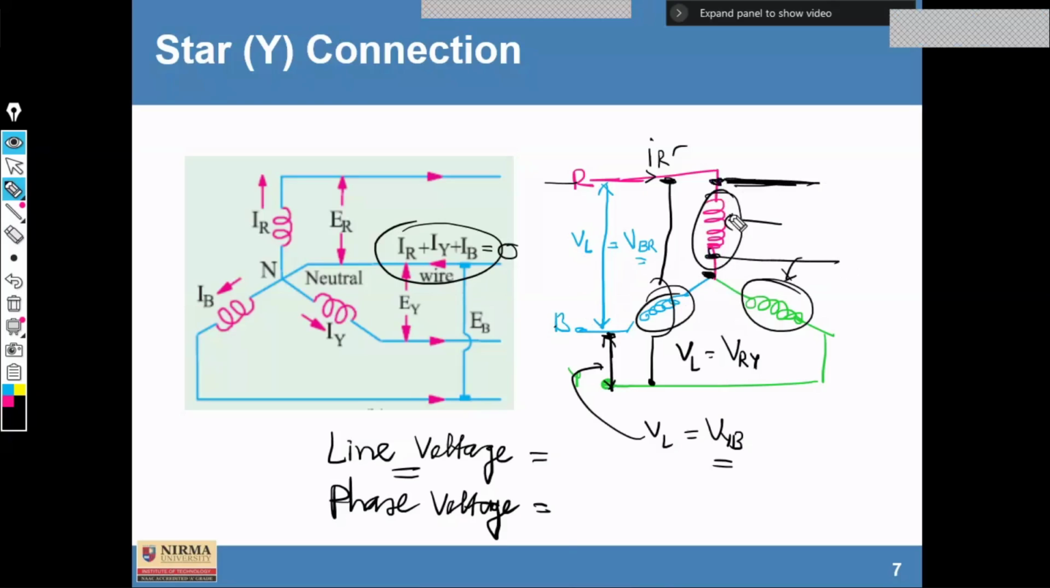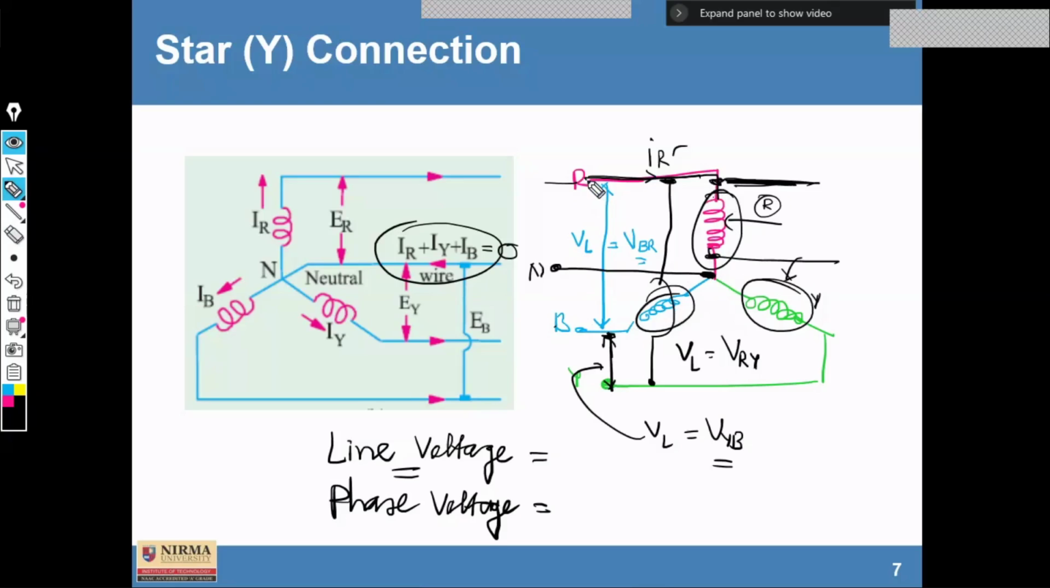So this is nothing but a phase. And if you look at the connections, one terminal of this load is connected to a line and another is connected at the neutral point. So this is the neutral point here. The voltage between a line and a neutral is known as phase voltage, because this is phase number one, or we can consider it as phase R. This is phase two, or phase Y.